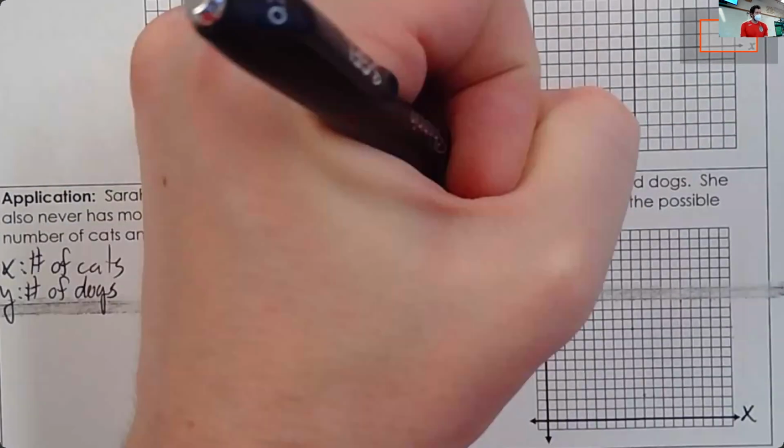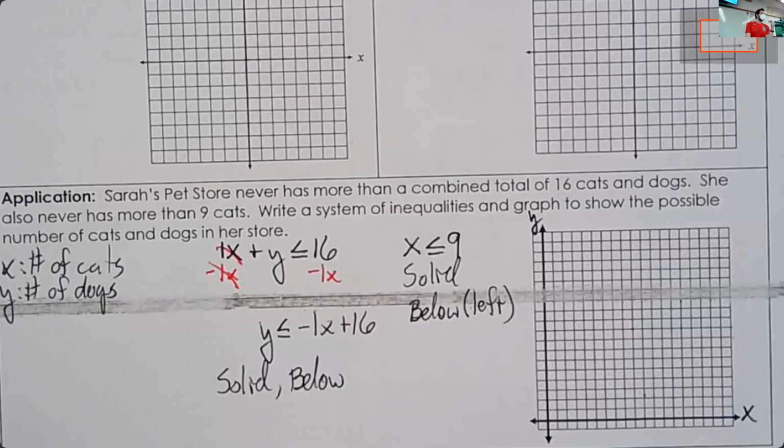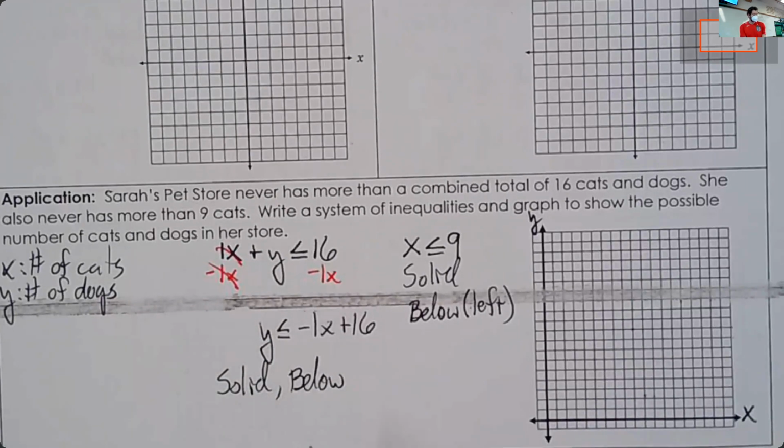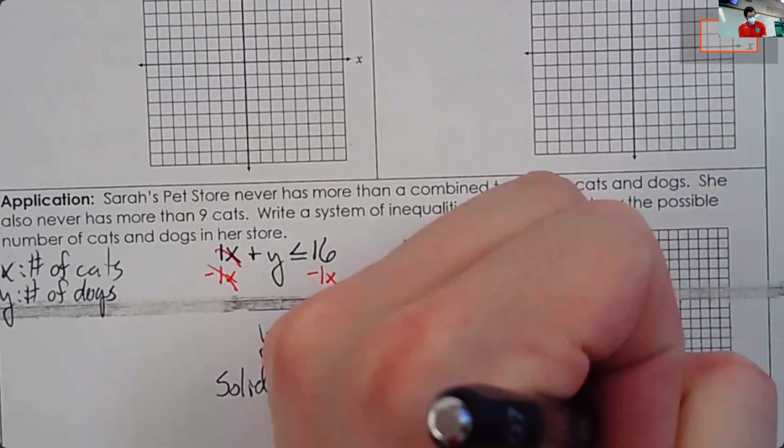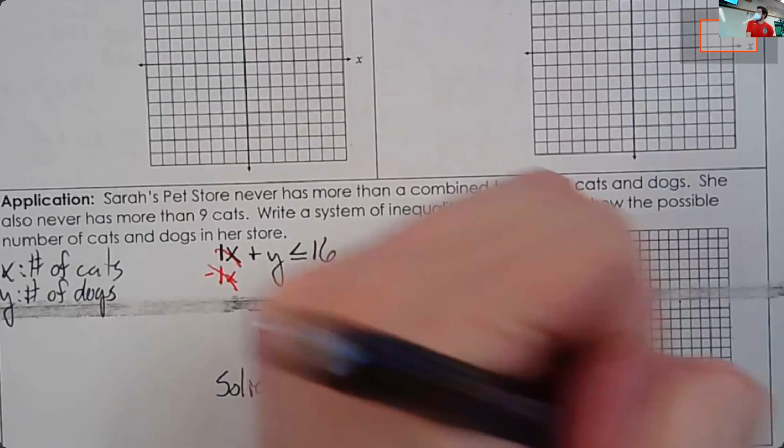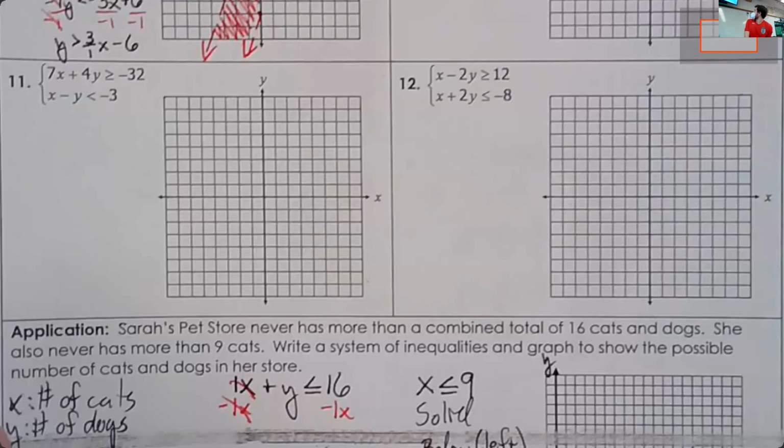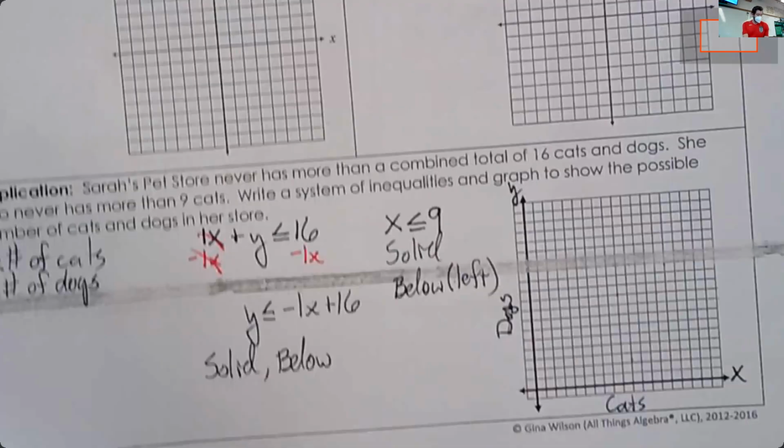Here's our y-axis right here. And because we're dealing with 2 different things that are related on those axes, we should label those. So the x-axis is going to be cats. And then the y-axis will be dogs. So cats on the x-axis, dogs on the y-axis.